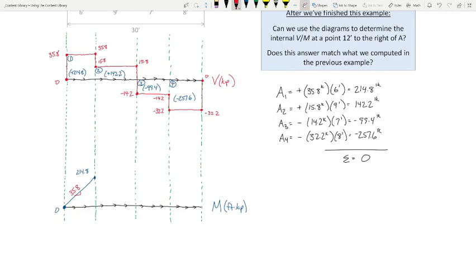So now we do the same thing that we did with shear diagrams to get to the moment diagram. We're just looking at areas. So I start at 214.8. What do I do from here to here? I go up 142.2. So if I'm at 214.8 and I go up 142.2, what am I at? 357.0.